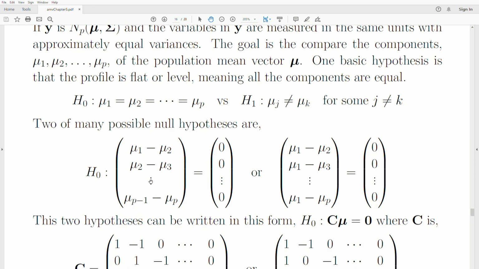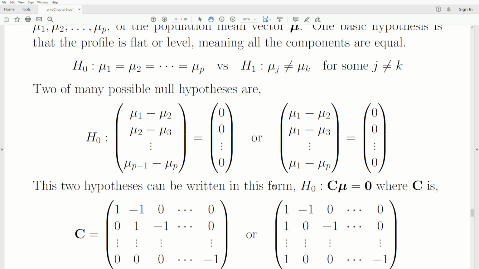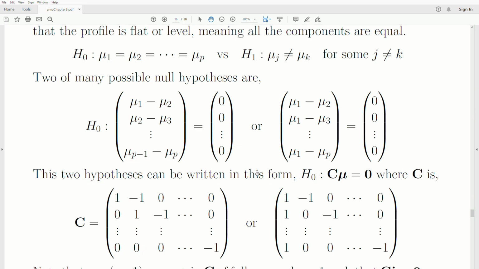So one set of hypotheses could be that the successive means are the same or are they different? Mu1 minus mu2, mu2 minus mu3, all the way to the pth component. Or you could compare each component with the first component. Mu1 minus mu2, mu1 minus mu3, mu1 minus mu p. Are those all zero or is something different? And that's what this alternative is saying. Hey, they're not all equal. Something's different. And we can express these hypotheses with the matrix C.